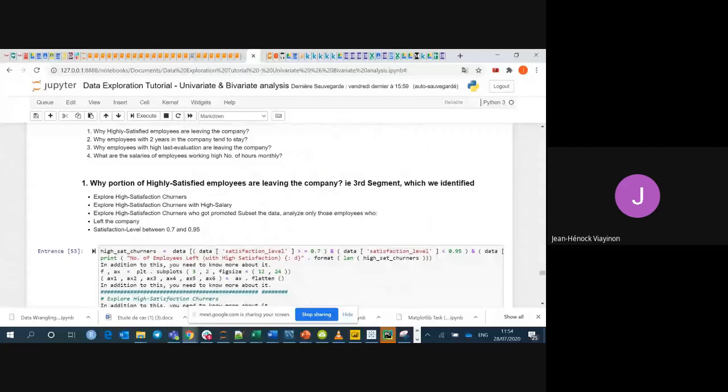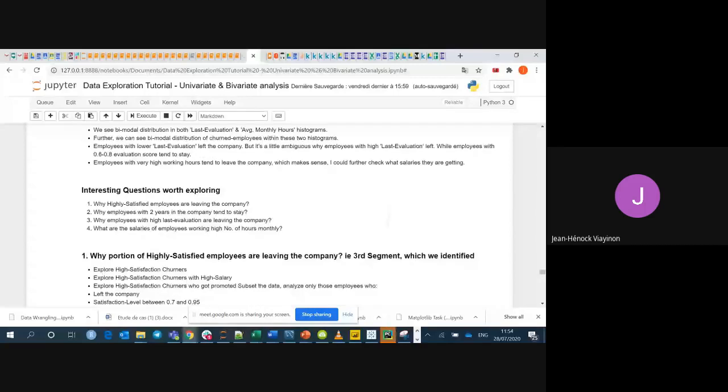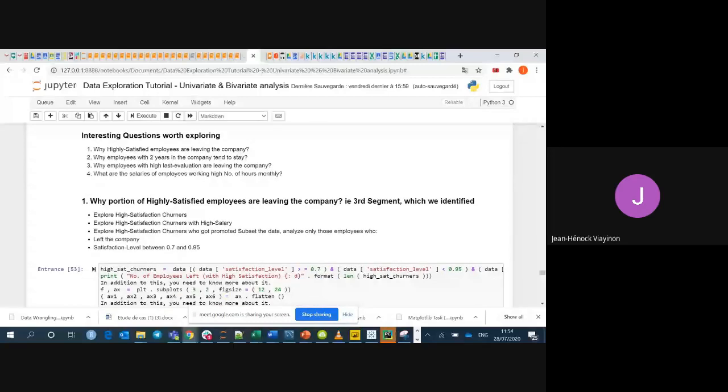Apart from this, you can also do some more interesting analysis. I provided some questions here from all the analysis conducted above. Some questions you can find interesting to answer. Answering the first one: we saw that highly satisfied employees are leaving the company, but why? They have a huge salary, they are satisfied, they are working in management teams. So why are they leaving? We want to explore that, but how?